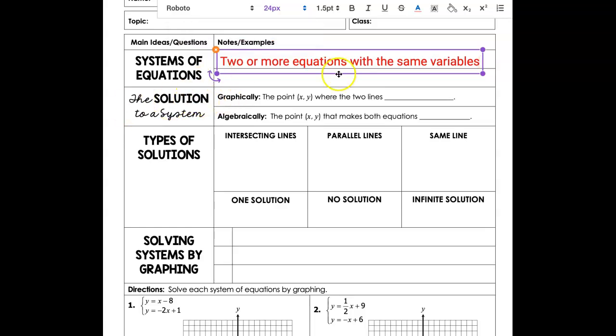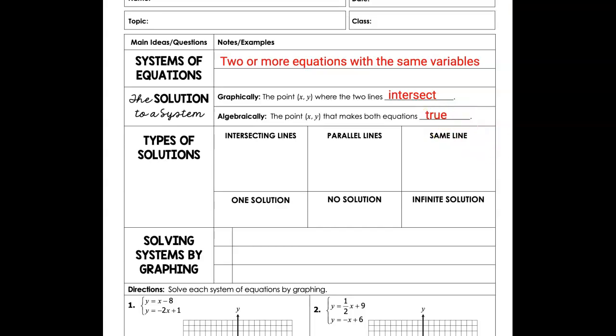A solution to the system of equations, when we're graphing, which is what we're doing today, is going to be the point where the two lines intersect. So where the two lines cross, that is the solution. And algebraically, which we'll work on tomorrow and then next week, it is the point (x, y) that makes both equations true. In an equation, the points that are on the line are the coordinates that make that equation true. So we plug in the x value, we plug in the y value, and it makes the equation true. In a system, it has to make both true at the same time.